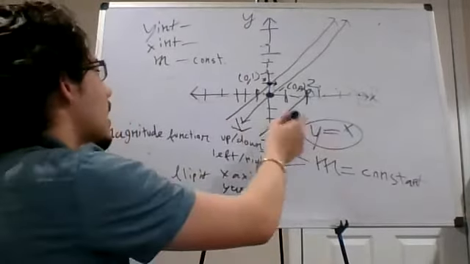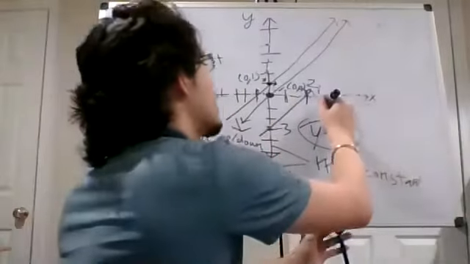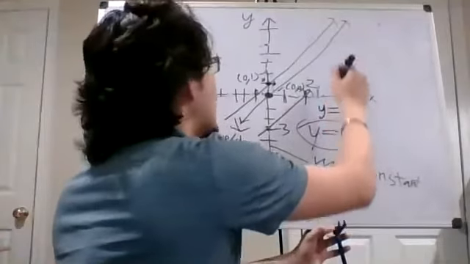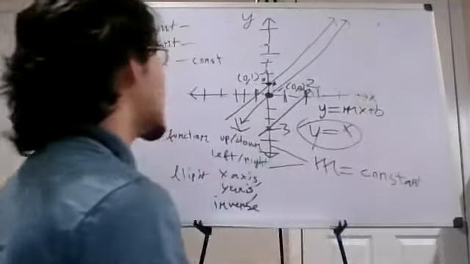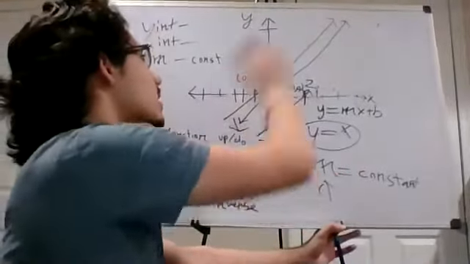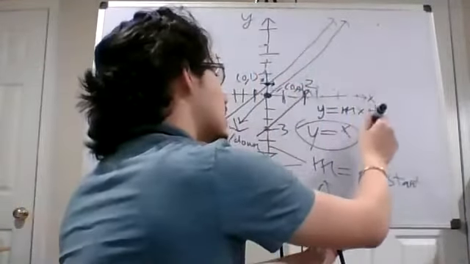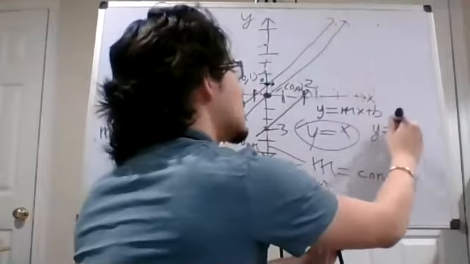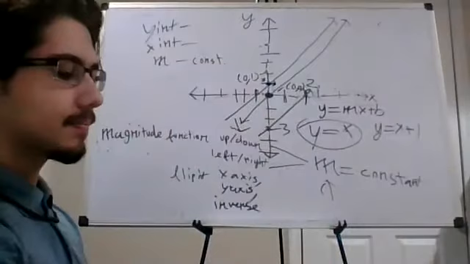Now that we know what the y-intercept is, we can rewrite our equation in y equals mx plus b. And because we said that the slope is constant, since we're only moving the position of the function, that means the new equation will be y equals x plus 1. Does that make sense?